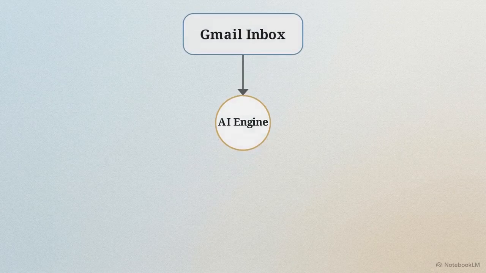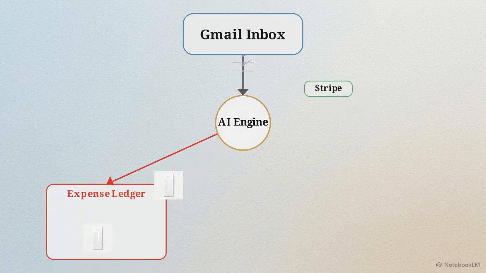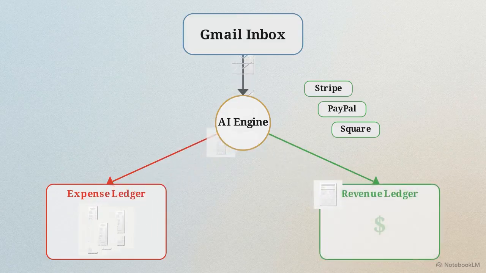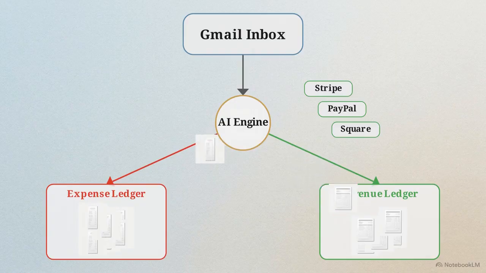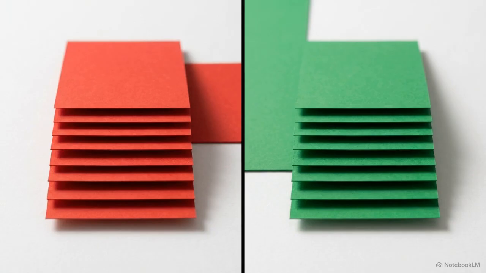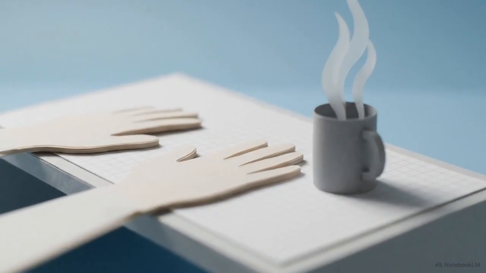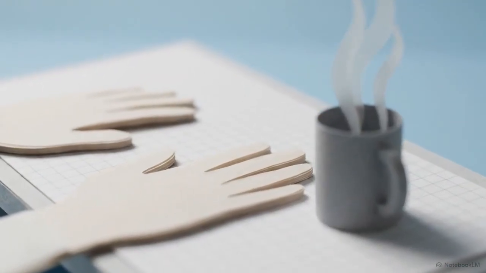And this flow shows the critical second half of the equation, your income. The AI simultaneously identifies payout notifications from Stripe, PayPal, and Square, splitting those incoming messages into a clean, categorized revenue stream. By extracting both your business costs and your revenue payouts from the exact same source at the exact same time, the AI removes the friction of manual data entry by processing both sides of the transaction at once.